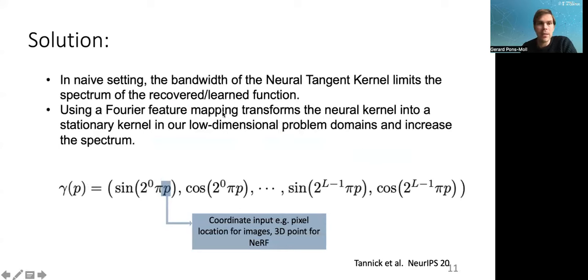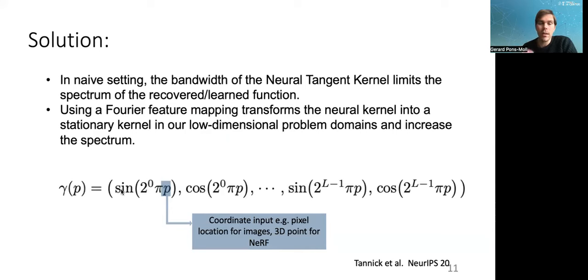In some papers, there's some theoretical analysis of why this is happening. Basically, the bandwidth of the neural tangent kernel limits the spectrum of the recovered learned function. Intuitively, you can understand that there's a limit on how much sharpness I can produce at the output if the inputs are very similar to each other. So if we have X, Y, Z and the direction, and nearby points look very similar, then the output will also be very similar.